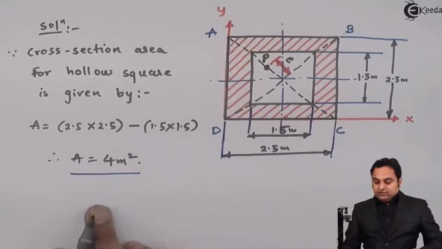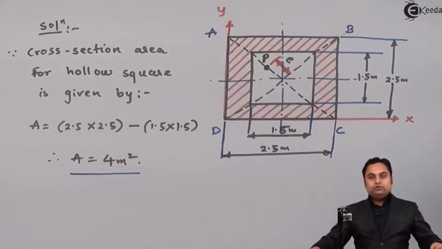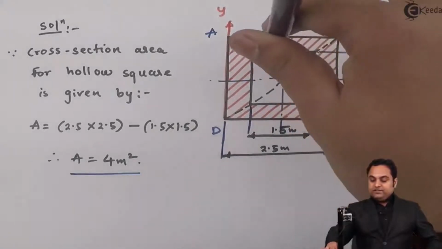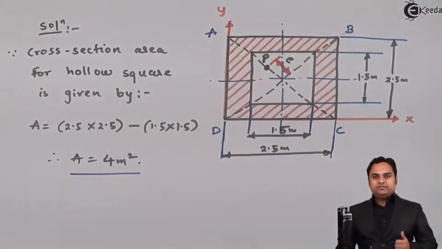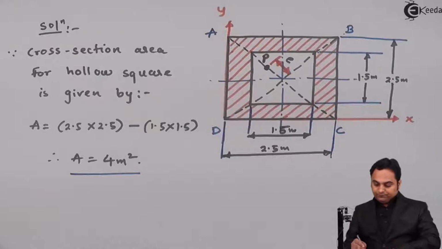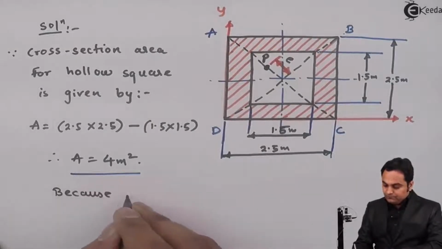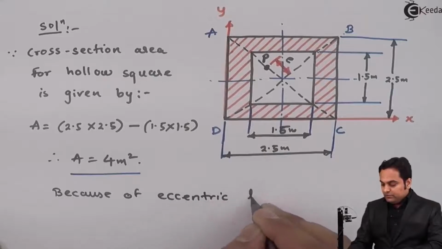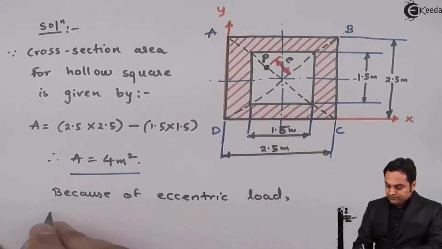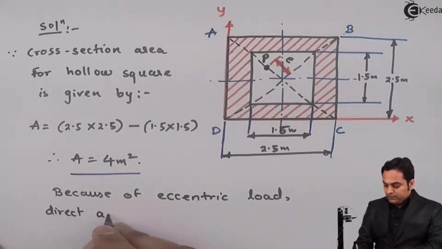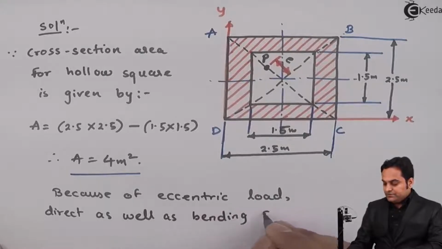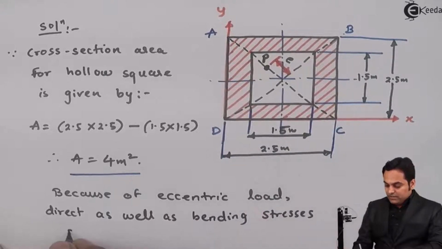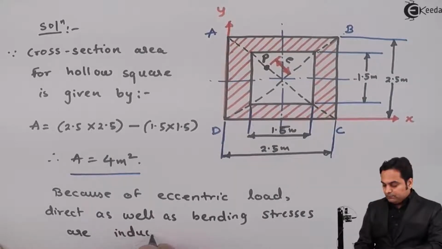After getting the answer of cross section area, now if we look into the problem, here the load is eccentric at value E. So because of the eccentric load, there are two kinds of stresses, direct as well as bending. So I'll write down because of eccentric load, direct as well as bending stresses are induced in the section.